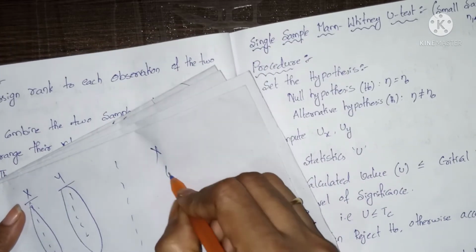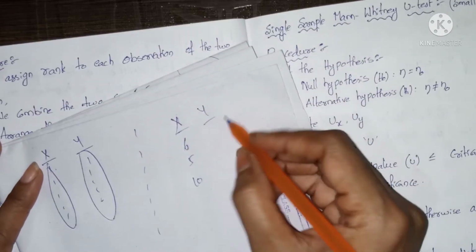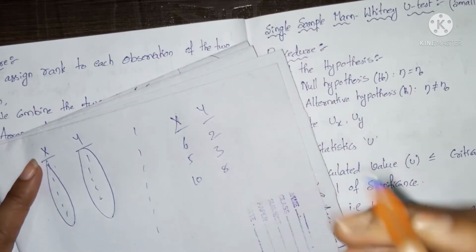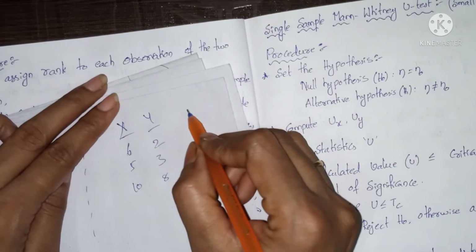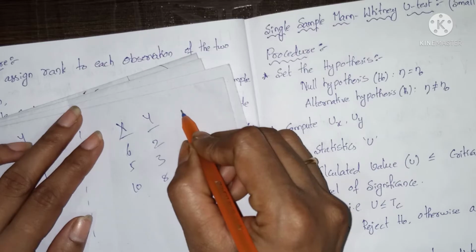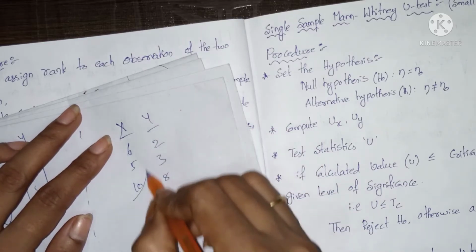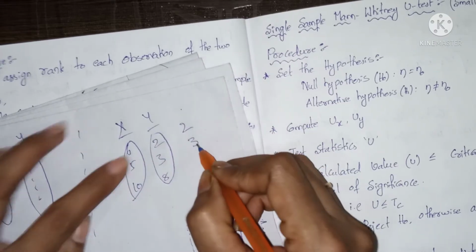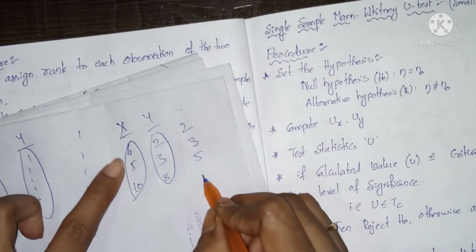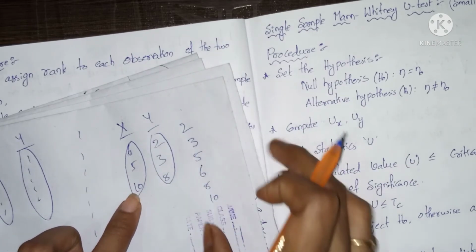For example, here x equals 6, 5, 10, and y equals 2, 3, 8. So the two samples are there. Now we are going to combine them and arrange them in ascending order. That means first 2 will come, next 3, next 5, next 6, next 8, next 10. So we have arranged the data.